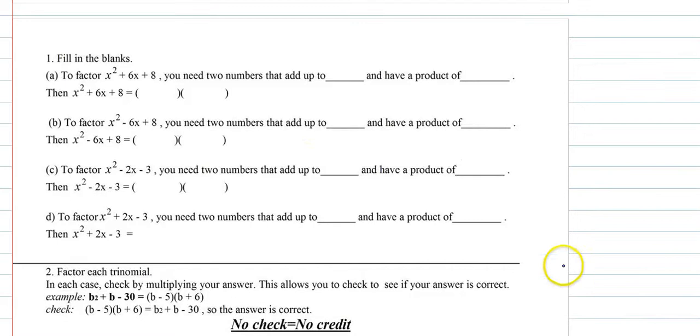So here's the 4 situations sign-wise. So we have x squared plus 6x, and it says you need 2 numbers that add up to 6 and have a product of 8. And so the way we do it is you start listing again the product. So you have 2 and 4, 1 and 8. That's it. Which of those 2 adds up to 6? So it's x plus 2, x plus 4.